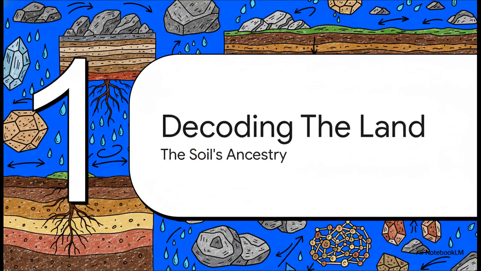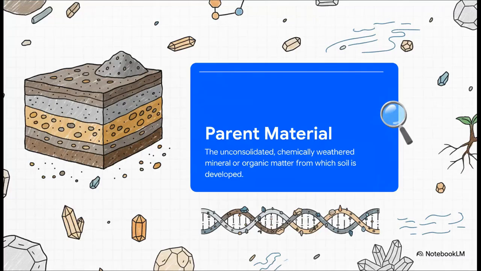Okay, first up, decoding the land. You know, if you really want to understand any soil, you can't just look at the surface. You have to go way back to the very beginning, back to its ancestry, or what scientists call its parent material. Now, this is so important. The parent material is the raw stuff, right? It's the geological starting point from which a soil is born. It could be weathered bedrock, maybe some ancient river sediment, or even volcanic ash. Whatever it is, this is what sets the stage. It basically dictates the soil's initial texture, what minerals it's going to have, its entire potential. You can think of it as the soil's DNA.